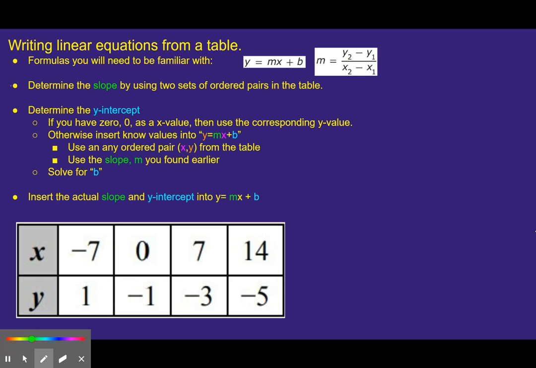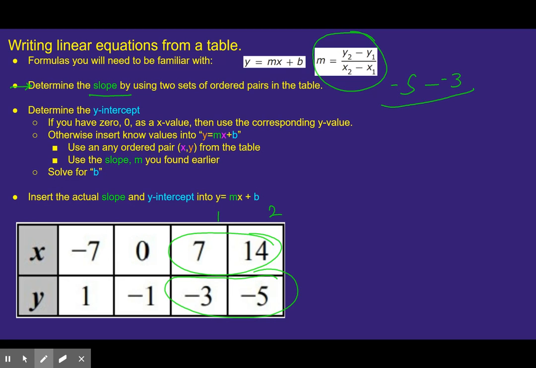All right, so first step, determine the slope by using a set of ordered pairs. And again, I'm just going to pick the ones on the end because they're the ones on the end. So my y's would be -5 minus -3 over my x's, which would be 14 minus 7. Here's a double negative. Be wary of those. That becomes a positive. So -5 plus 3 is -2. 14 minus 7 is 7. So there is my slope, -2/7.